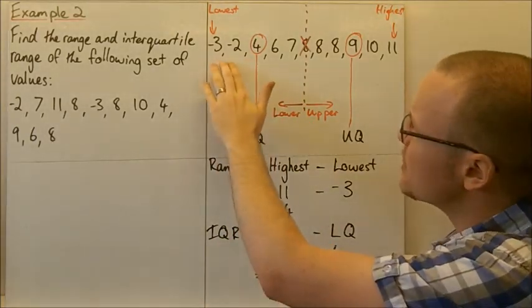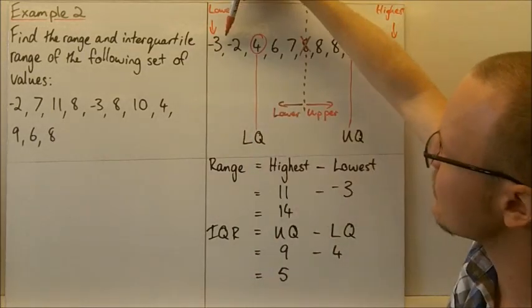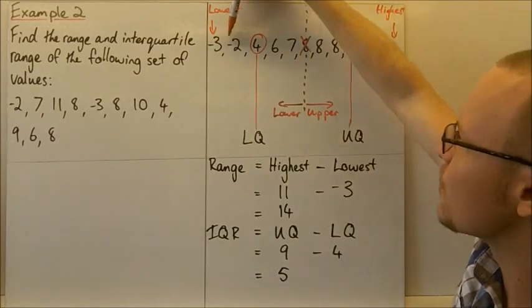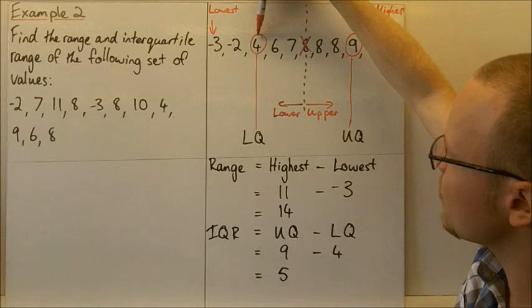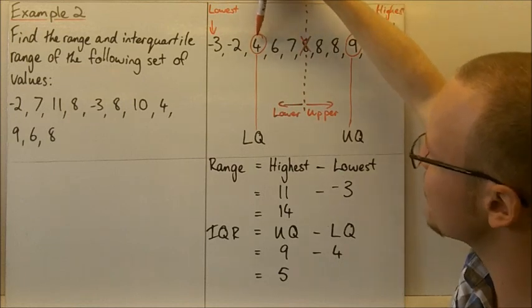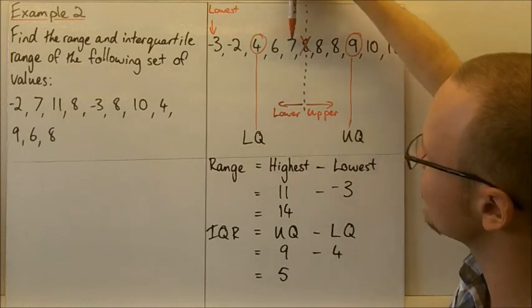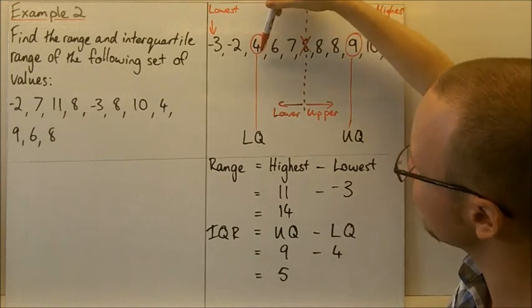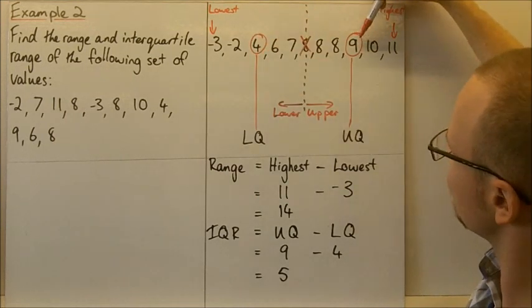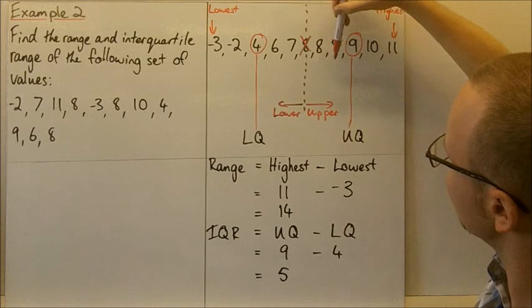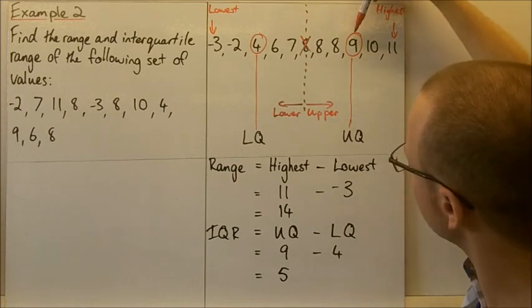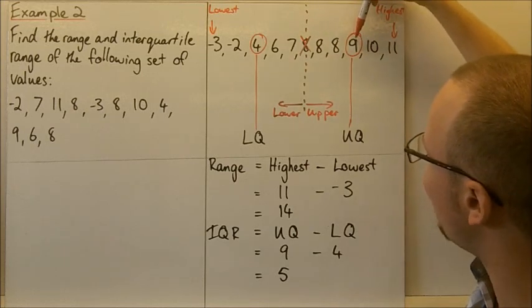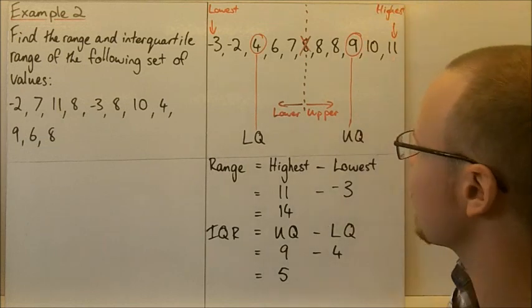So here we just need to look at the lower half to find the lower quartile, and the lower quartile is going to be the median of that lower half, the very middle number. So the middle number here of this lower half is 4. That's the lower quartile. The upper quartile here is the median of this upper set of data here. So that's going to be 9. The number right in the middle there, upper quartile.